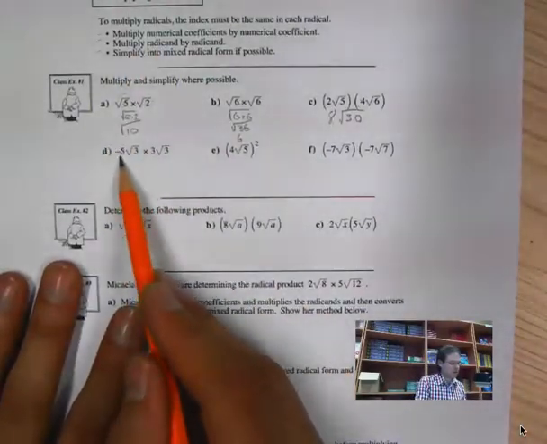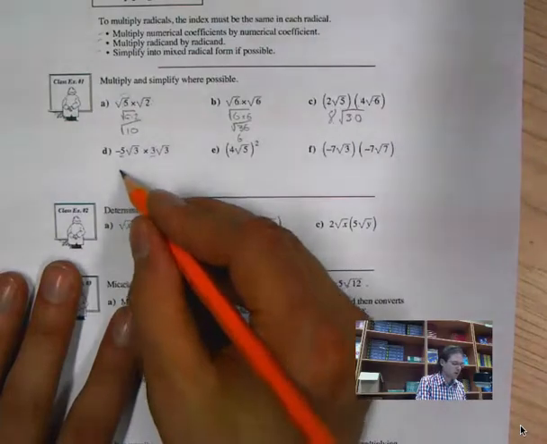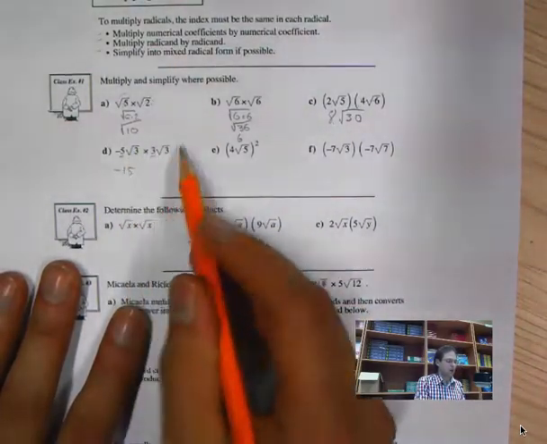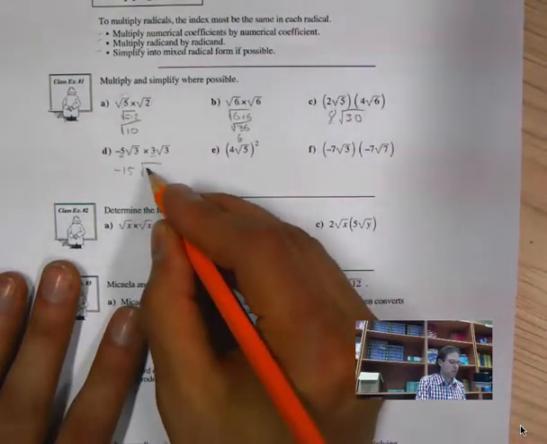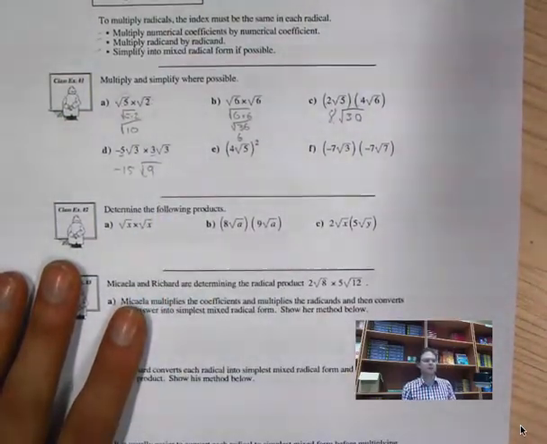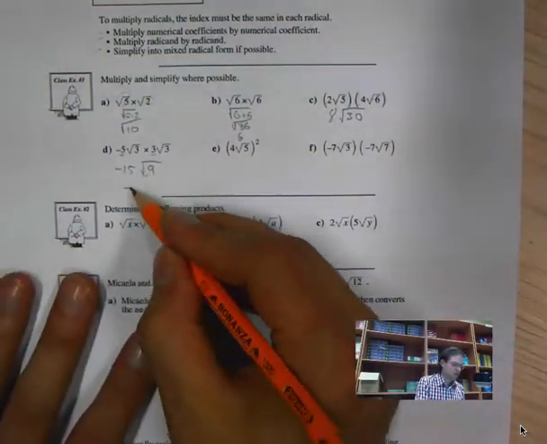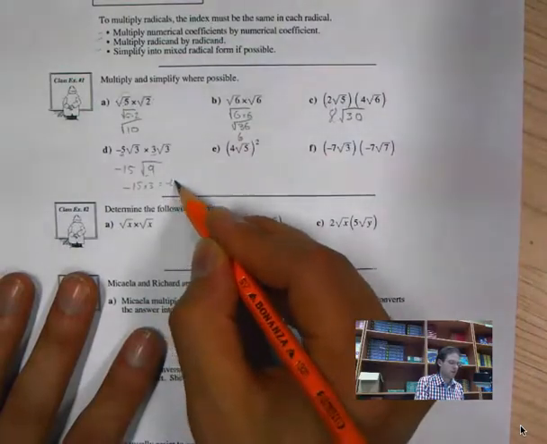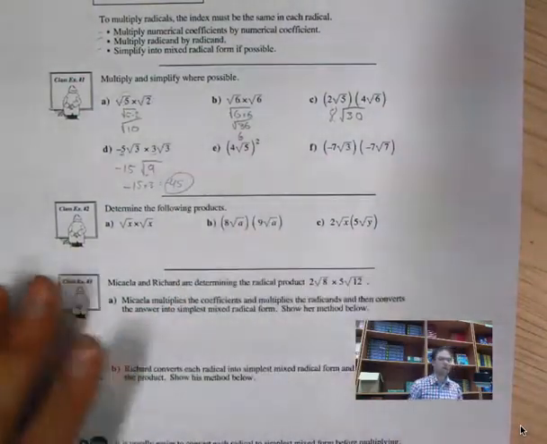Let's try this next one here. So step 1, we multiply coefficients together. We get negative 15. Then we're going to multiply the radicand by radicand. That gives me the square root of 3 times 3, which is 9. Well, what is the square root of 9? That is 3. So that's going to give me negative 15 multiplied by 3, which is equal to negative 45. Okay?